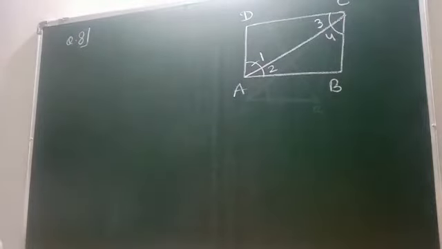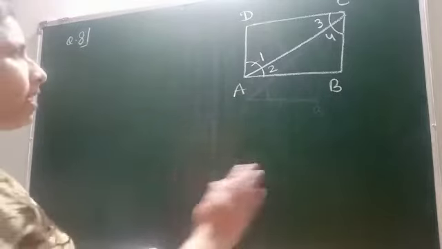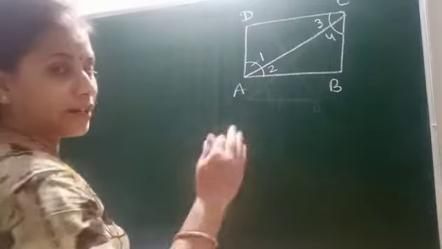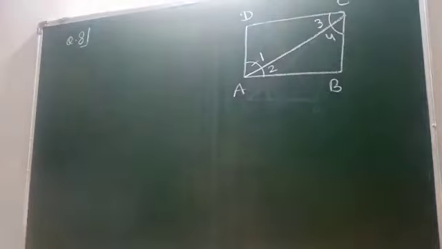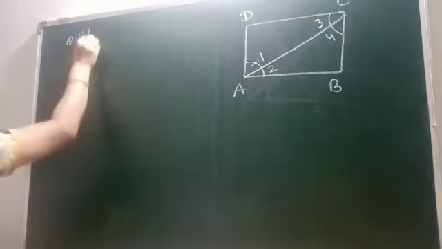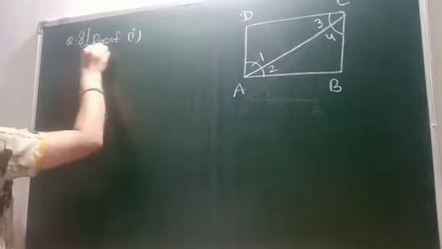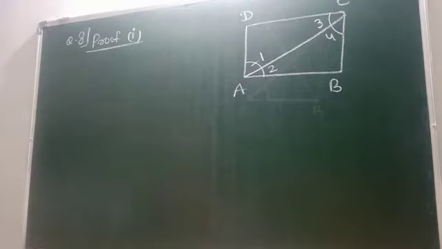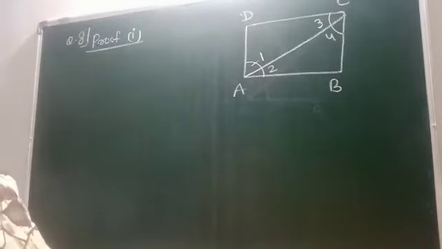Then in first part we have to show that ABCD is a square. So first you have to write what is given. ABCD is a rectangle, and AC divides angle A as well as angle C. Then you have to write to prove both the parts. So let's start the proof. First we will prove first part, in which we have to show that ABCD is a square. So student, how we will prove this?